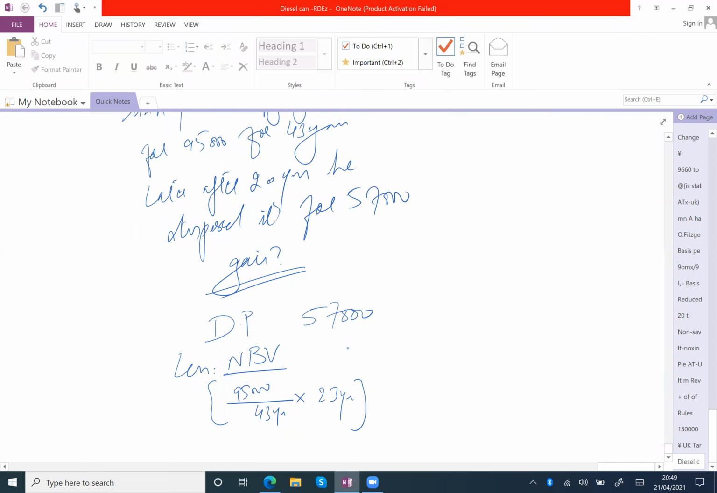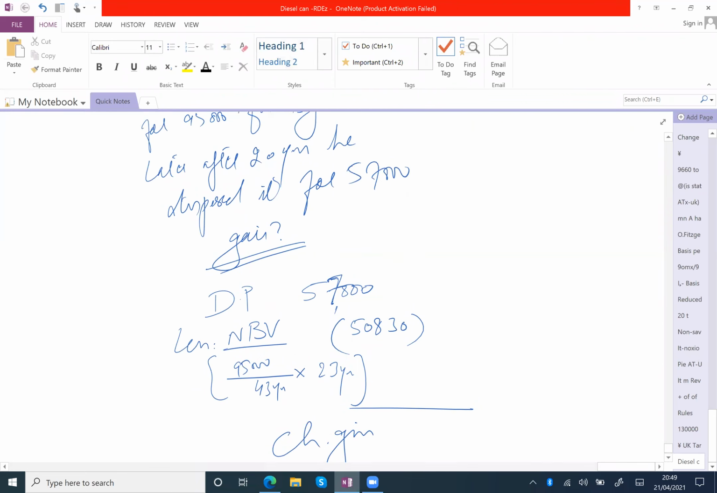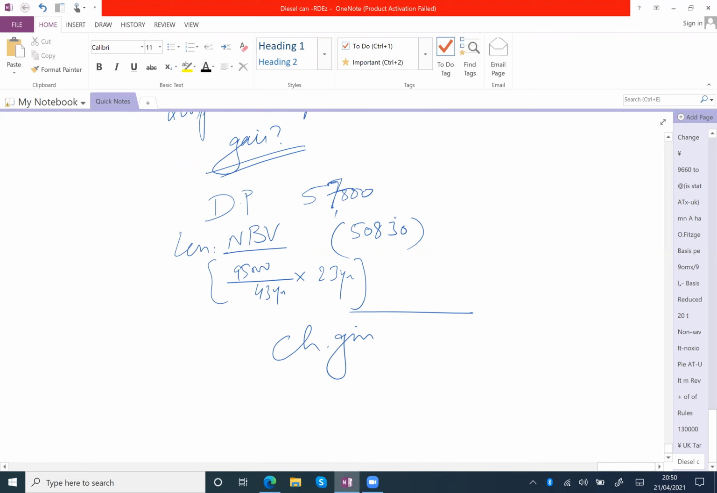Please calculate it quickly. 50,813. And chargeable gain: 6,185. I think that is your chargeable gain, and you will pay the CGT on it.